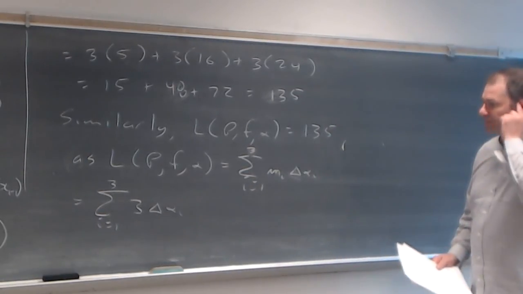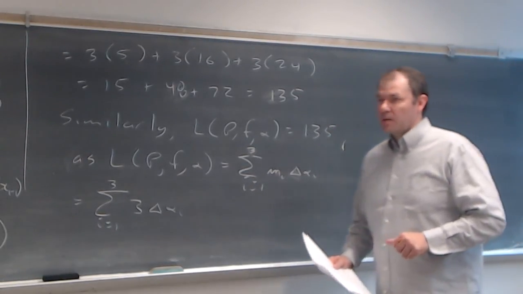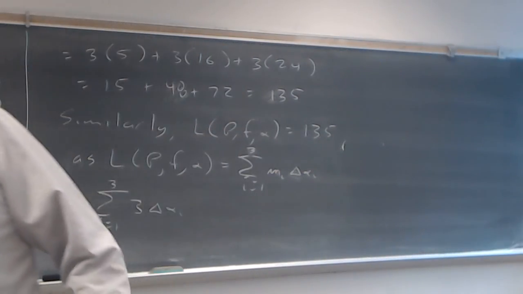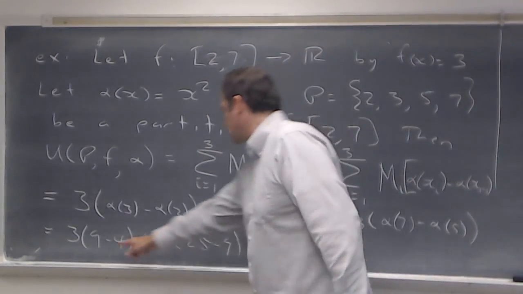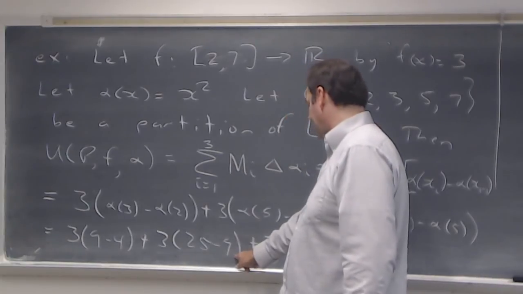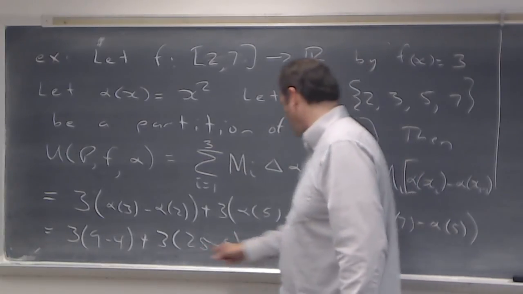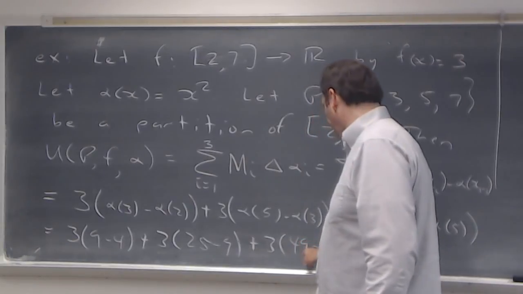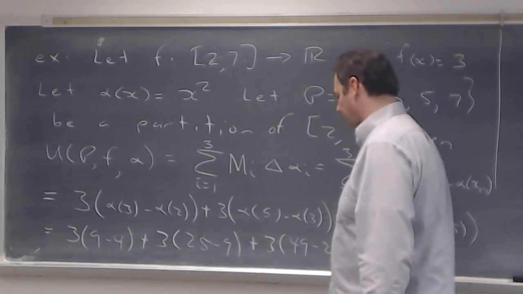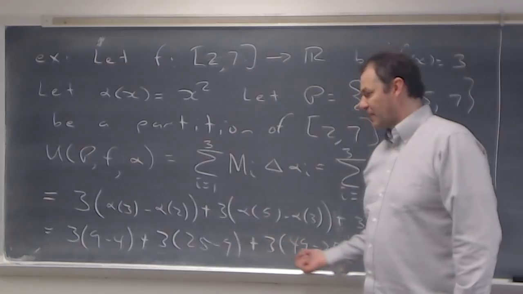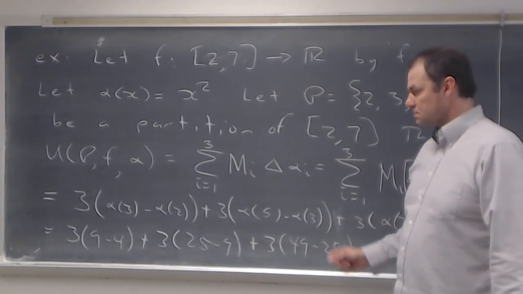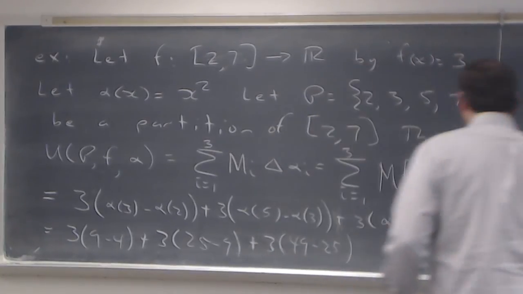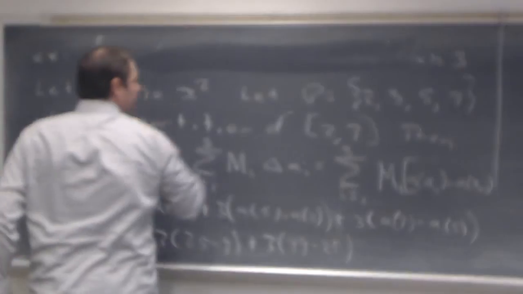So that's the reasoning. Before I move on, when I come back here and look at our previous work, you might notice that this 9 here would cancel out with this 9 here, this 25 here cancels out with this 25 here. We end up with 3 times 49 minus 3 times 4, and that is indeed the answer. So that would be a quicker way of doing this upper Riemann-Stieltjes sum in this case.